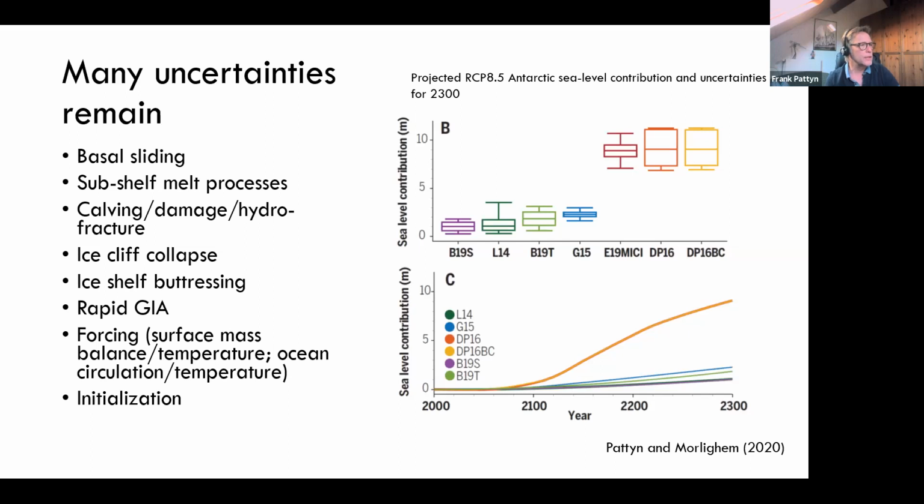But despite all this, many uncertainties still remain. Basal sliding, subshelf melt processes, calving, damage, hydrofracture. There's also the cliff collapse. As this figure here shows, projections of different studies at the year 2300 show a big gap in response if marine ice cliff instability is included in one model compared to other models. But there is also the understanding of ice shelf buttressing and debuttressing, rapid GIA forcing, and, as I mentioned before, the initialization. So my last slide is just to leave it there.